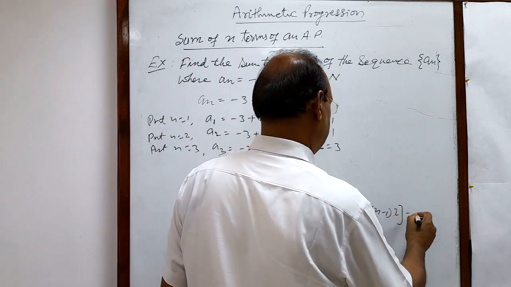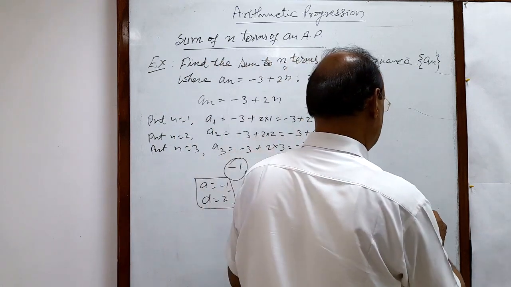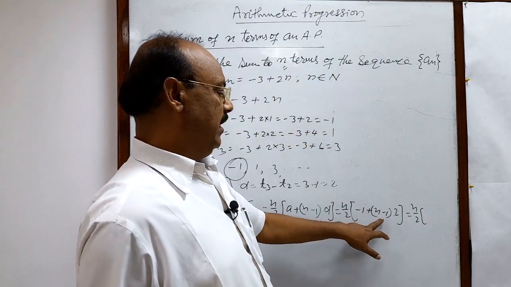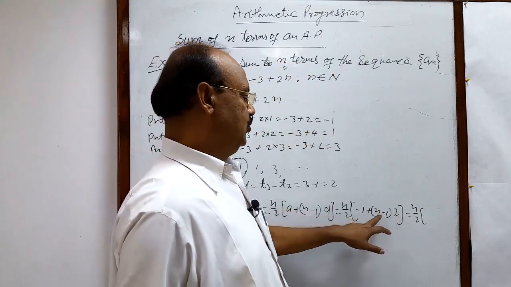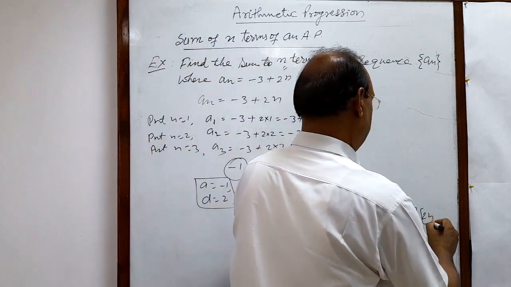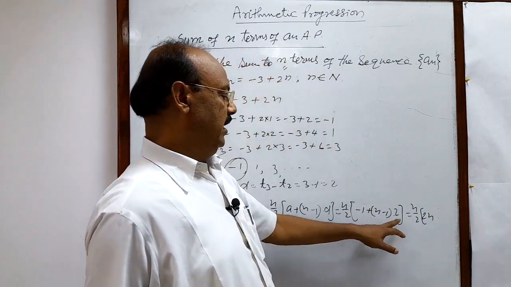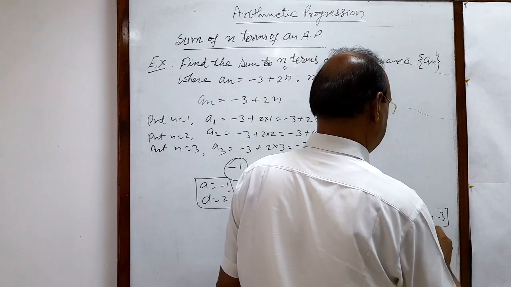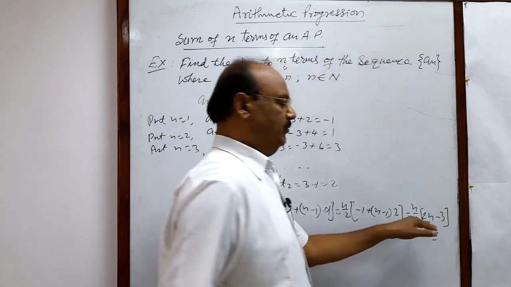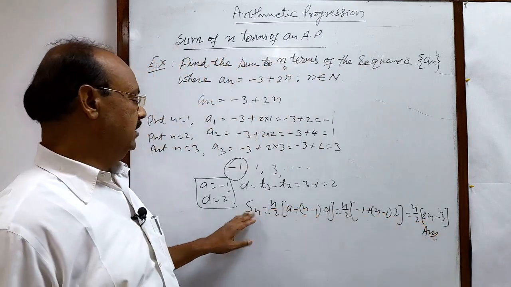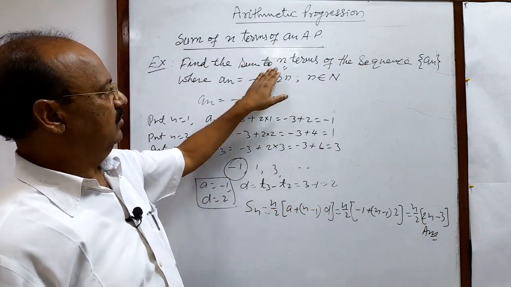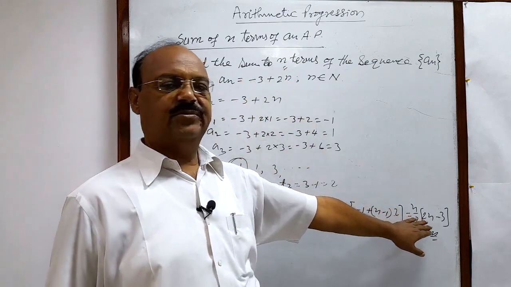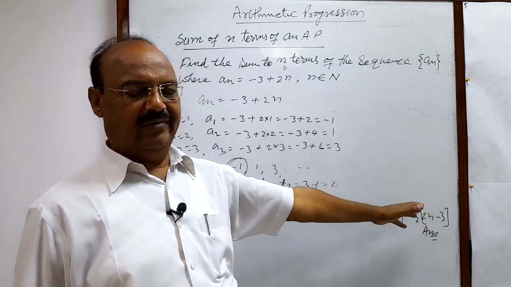So let us simplify it. This is n by 2. And the expression inside this bracket, when we multiply n minus 1 with 2, we'll get 2n here, and this is minus 1 and minus 2, that is minus 3. So this is the answer in terms of n, because we have to find Sn, n specifically is not mentioned here, so we are getting the answer in terms of n. Very simple. Hope you have understood it well.